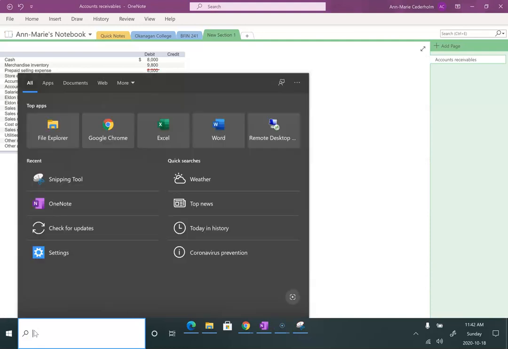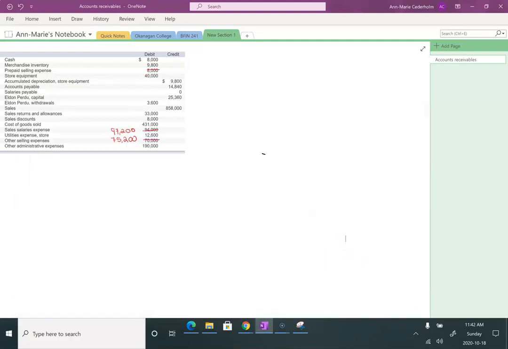So that will make this $2,800. And I forgot to actually update the salaries payable, so that one should also now be $3,200 with that first adjustment.